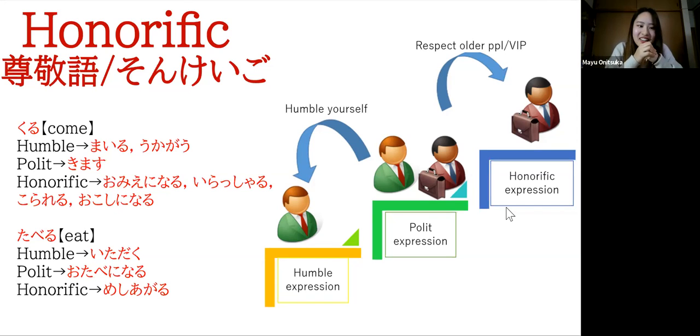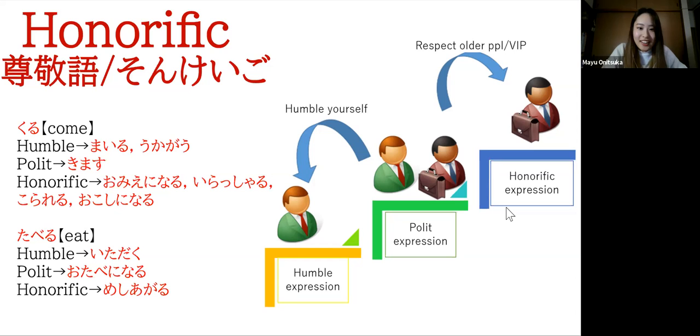Then, if I go to the teacher's house, "私が参ります。私が伺います。" It's humbling myself.